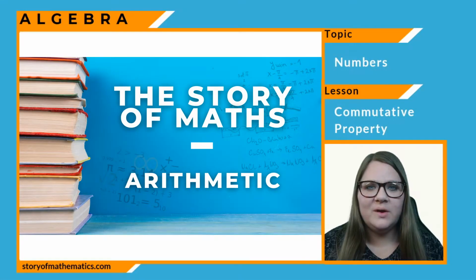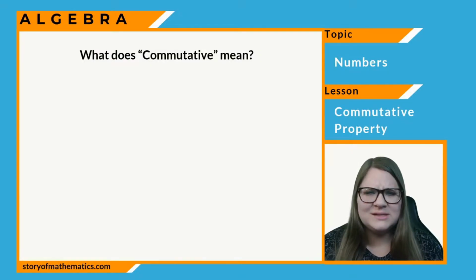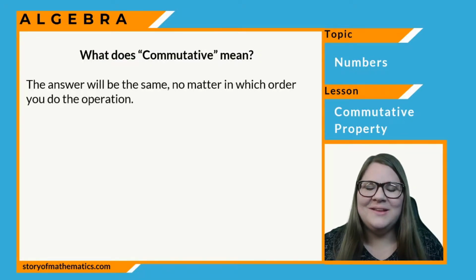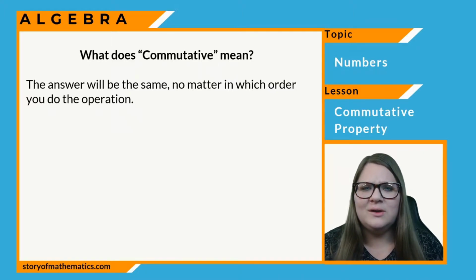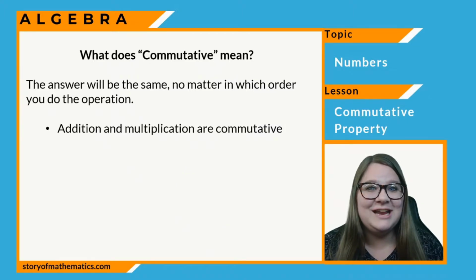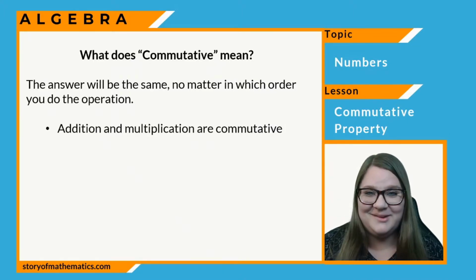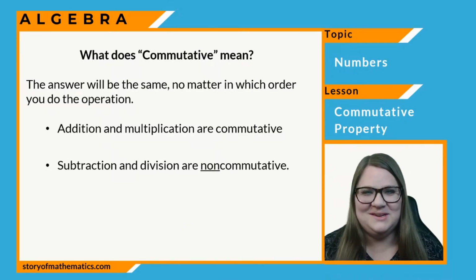Hi, in this video, we're going to talk about the commutative property. So what does commutative mean? Well, it means that the answer will be the same no matter in which order you do the operation. Now, not all operations or things that you can do with numbers are going to be commutative, but addition and multiplication are commutative. Subtraction and division are non-commutative.